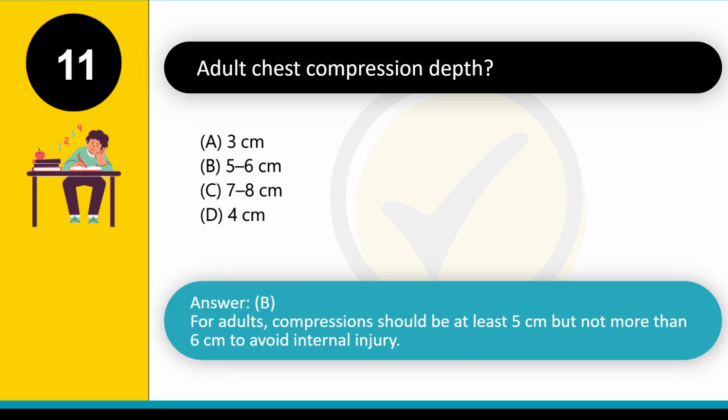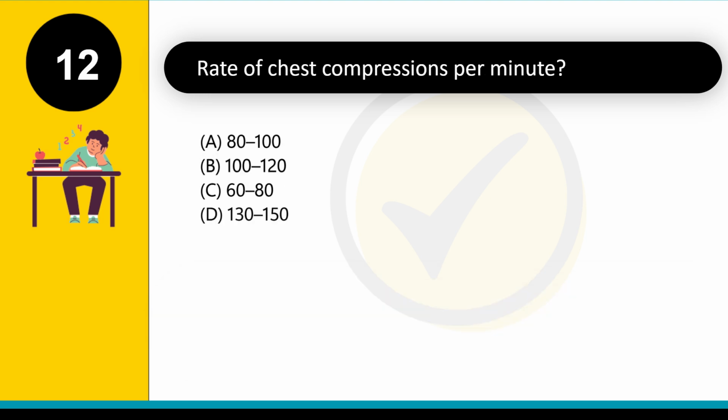For adults, compression should be at least 5 cm but not more than 6 cm to avoid internal injury. Rate of chest compressions per minute? A. 80 to 100. B. 100 to 120. C. 60 to 80. D. 130 to 150. Answer, B.